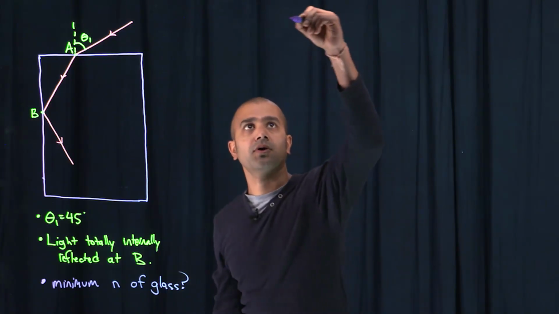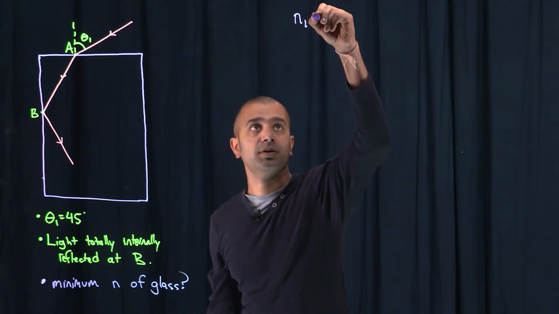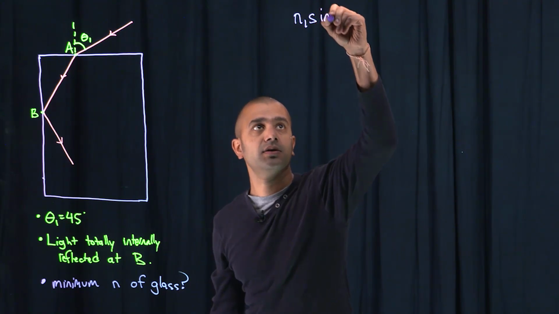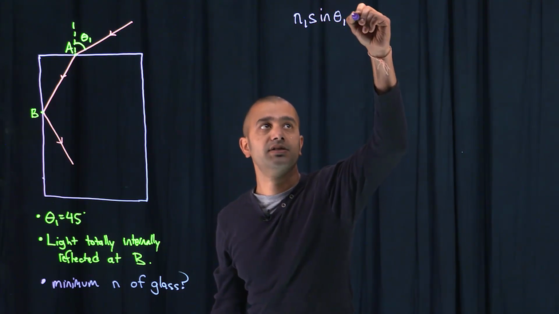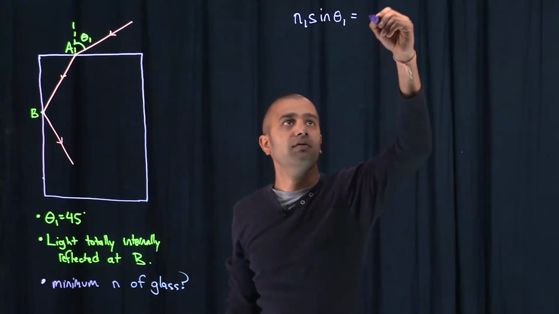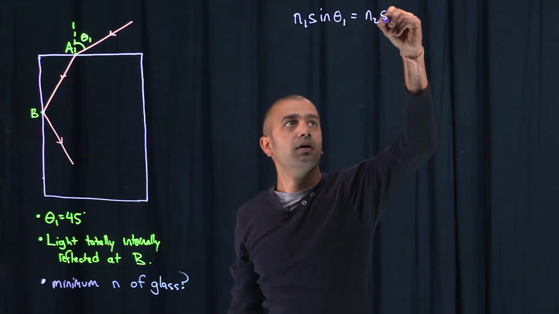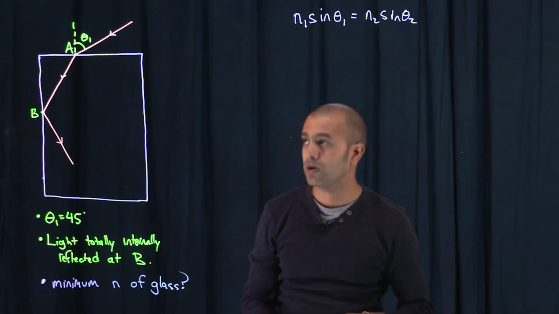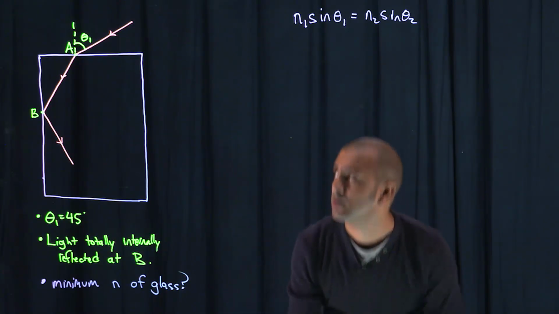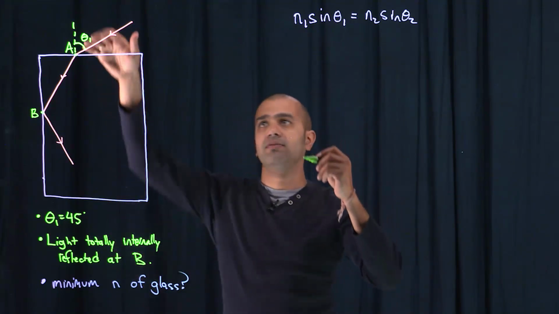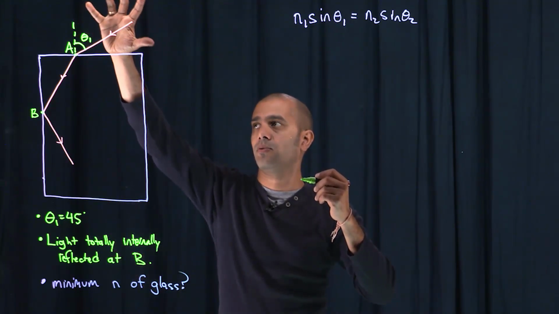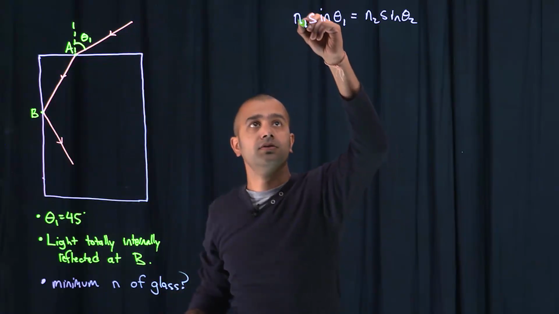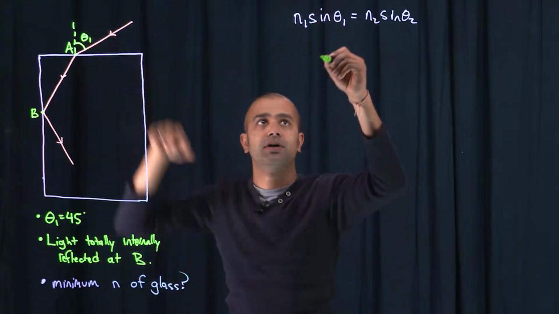Let me just recall what Snell's law is. Snell's law says that the product of the refractive index and the sine of the angle is the same on both sides of any sort of boundary. Let's go ahead and apply it first to the point A. At point A, we have the refractive index outside, where it's air, which is just 1. So n1 is 1, and the sine of the angle is sine of theta.